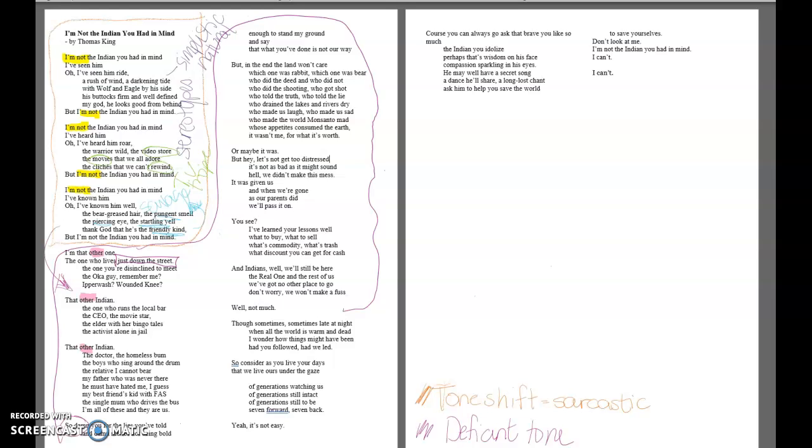He makes some allusions to Oka, Ipperwash. These are both land disputes. He talks about Wounded Knee, which is when there was the massacre of 300 Lakota people by U.S. soldiers. And then he moves into another more aggressive tone.